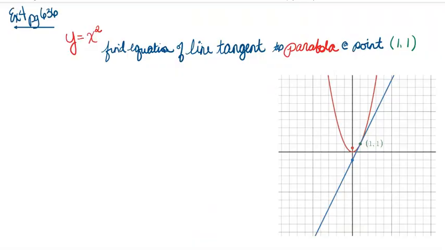Example 4 on page 636 of your book says find the equation of the tangent line to the parabola given by y equals x squared at the point 1, 1. So I've got a graph here of the parabola y equals x squared, that's red, and it says find the equation of the line tangent to that parabola at the point 1, 1.